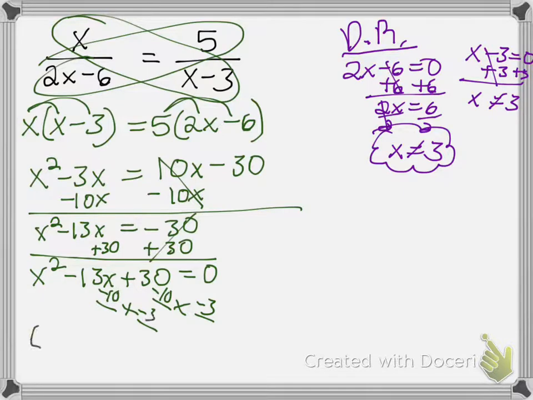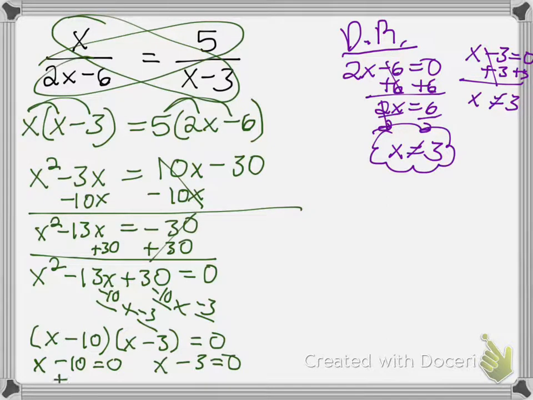So I'll write it out in factored form. x minus 10, x minus 3. Set each one of them equal to 0 to solve for x. So I'll have to add 10 on both sides. Ran out of space, so let me write it over here. x is going to equal 10. And then I'll have to add 3 on both sides. I ran out of space again. So then x is going to equal 3.